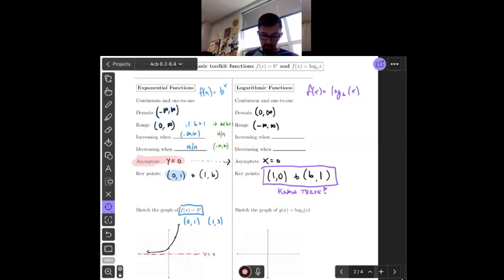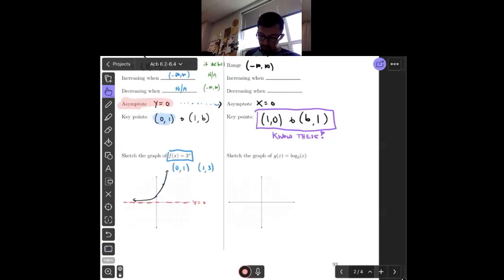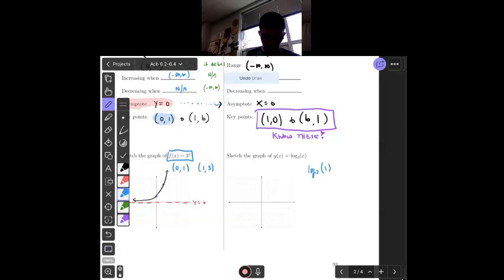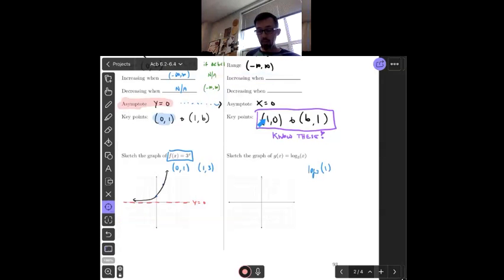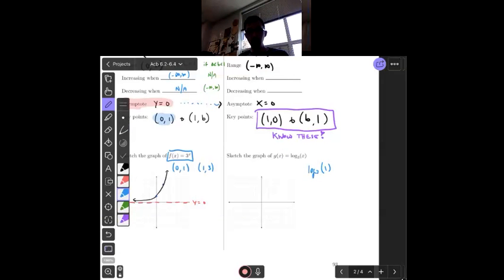I'm going to sketch the graph before we go back up and fill in the holes that I left blank there. So I want to graph log base 3 of x. I'm going to quickly talk about why these points work. Why is (1, 0) a good point? If I say log base 3 of 1, my x value is 1. What does log base 3 of 1 mean?